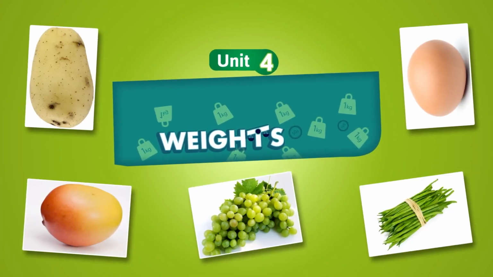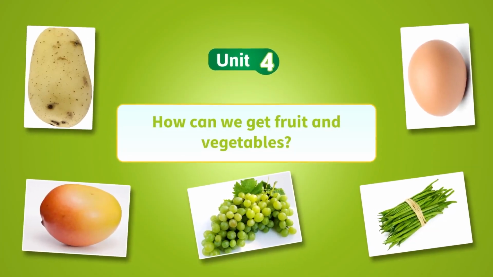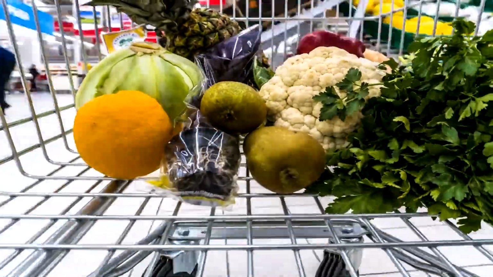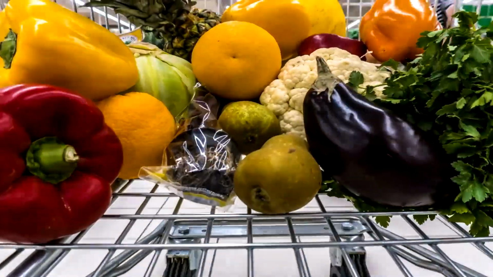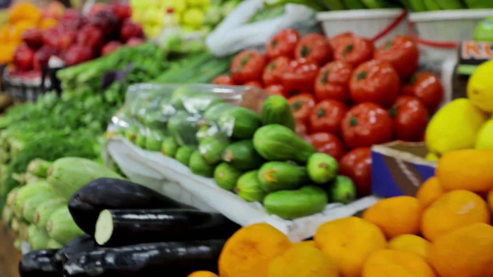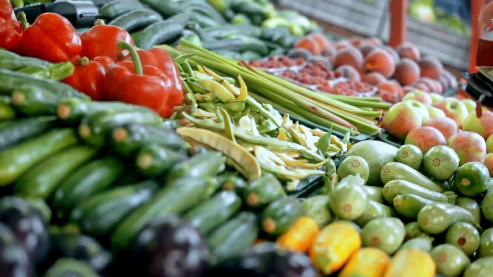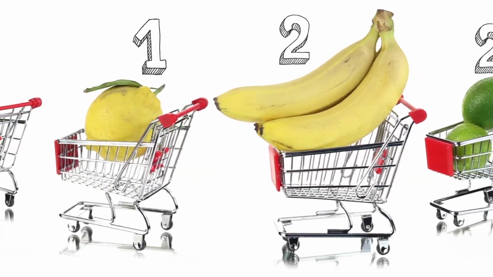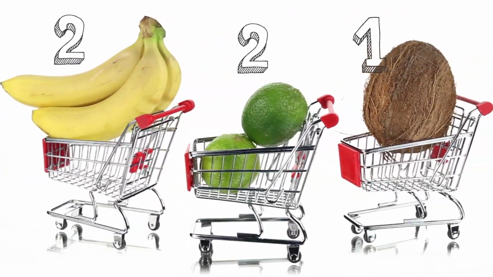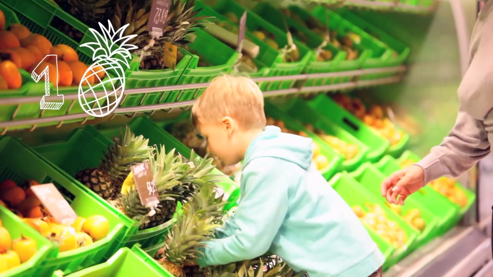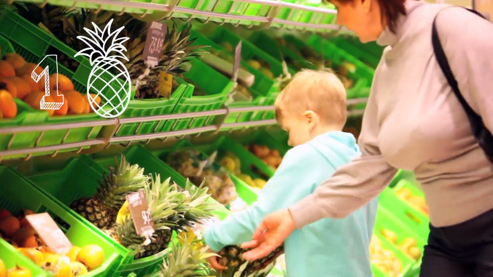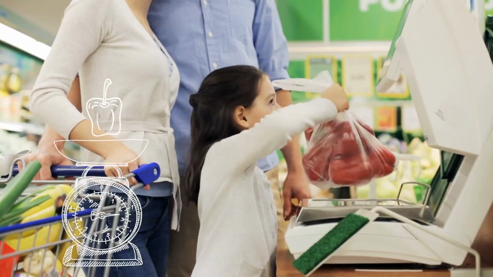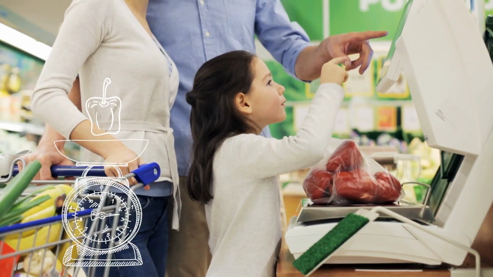Unit 4. How can we get fruit and vegetables? We can get food in different ways. We can buy lots of different fruit and vegetables. We can ask for food in numbers. We can buy 1 pineapple and 10 carrots. Or we can buy food in grams.